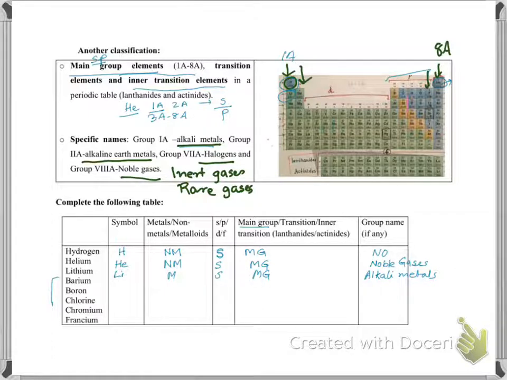Try barium, boron, chlorine and francium. Barium is here. This is barium. Boron is here. There's chlorine here. Chromium. So let's discuss chromium. Chromium is here, Cr. It's labeled as green, so it's a metal. In between these short columns, they are D block. And these are transition elements. And there is no specific name. So these are S, P, D and F.